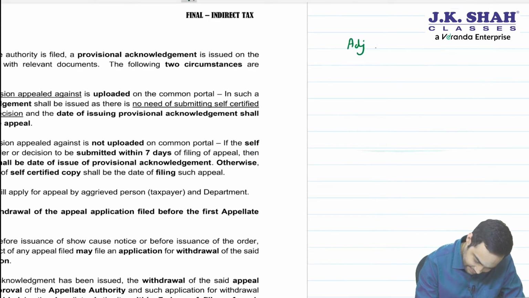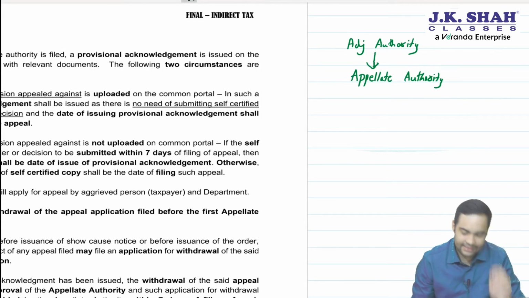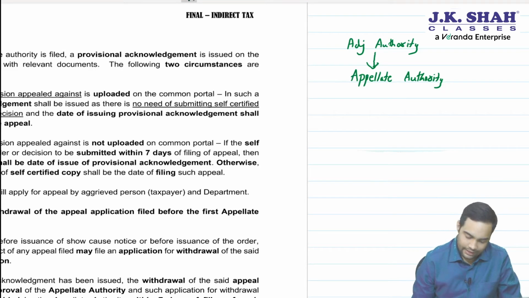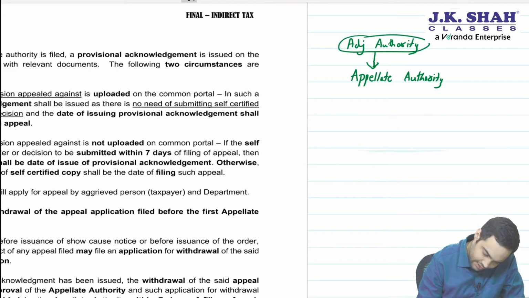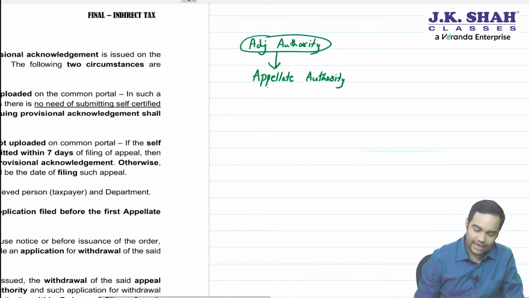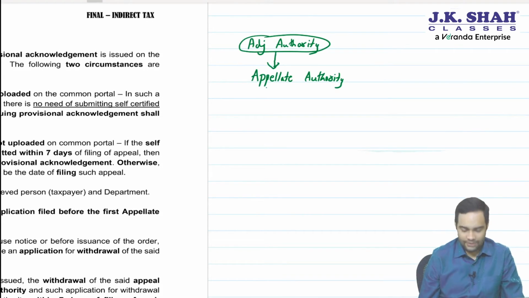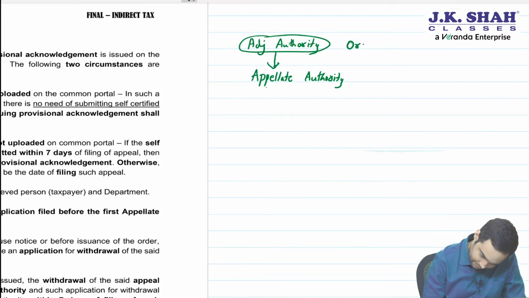Adjudicating authority, and then you file an appeal to appellate authority, and then appellate tribunal, then High Court, Supreme Court. Now when you are going from adjudicating authority to appellate authority, adjudicating authority is basically the officer who has passed the order. He would have passed an order.